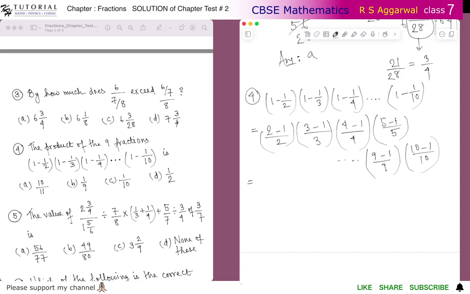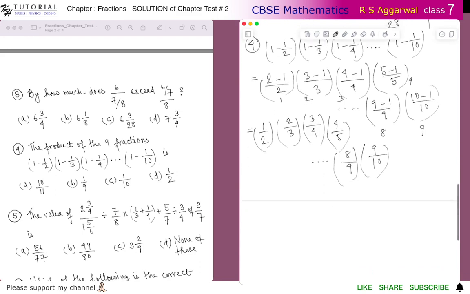So you can see we have nine terms. This is the first, this is the second, this is the third, this is the fourth, likewise this is the 8th term, and this is the 9th term. So the product becomes half into 2 by 3 into 3 by 4 into 4 by 5, likewise 8 by 9 into 9 by 10.